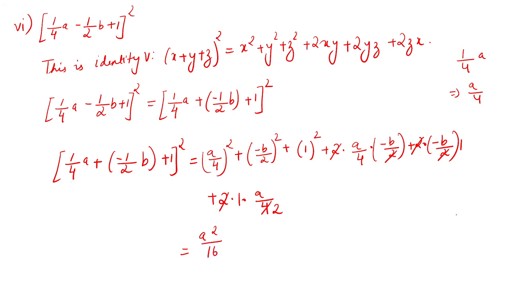Clear? A by 4. Let me show you this again in a blank space. A by 4 whole thing square is a by 4 into a by 4. Okay, so what is a into a? a square. What is 4 into 4? 16. That is why I'm getting this value. Okay, clear with this step? Okay, this is just rough work.